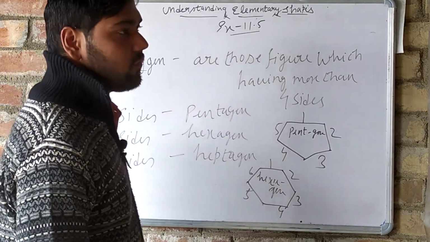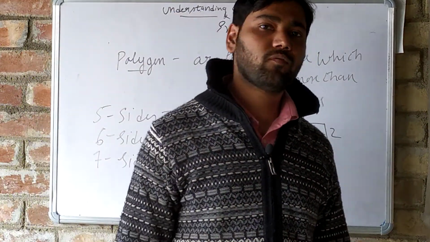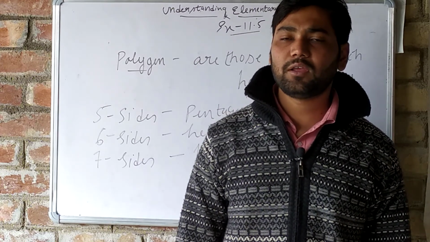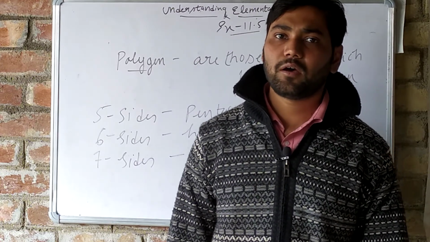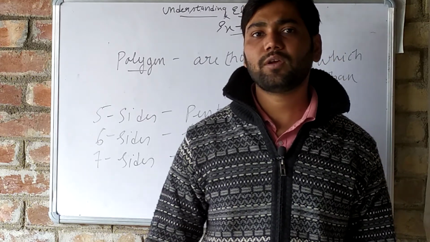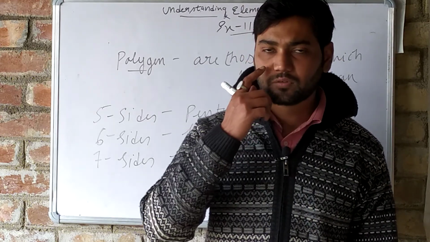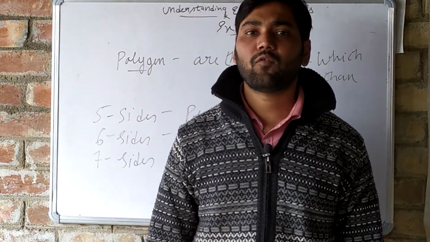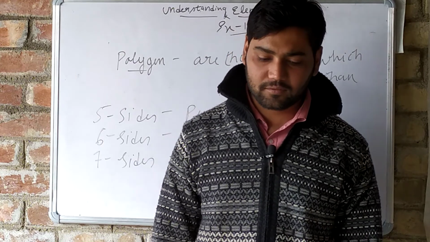Like that only, if any figure has more than 4 sides, then that figure is known as a polygon. So this is what we have to study in this exercise.